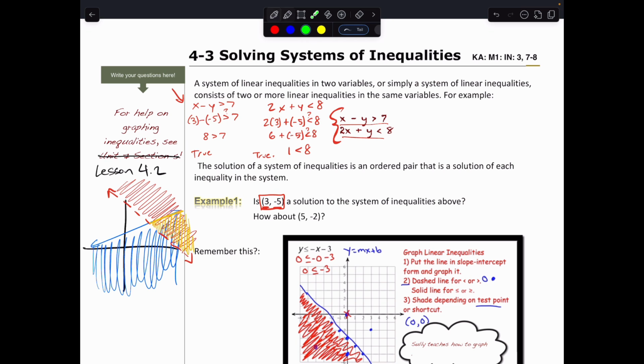Let's try the same thing, but with a new point. Is 5, -2 a solution to this same system? You can do your work over here, pause the video, and then come back and see if we get the same answer.